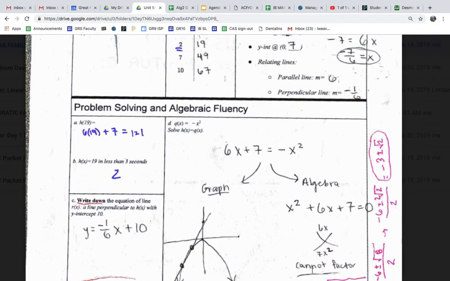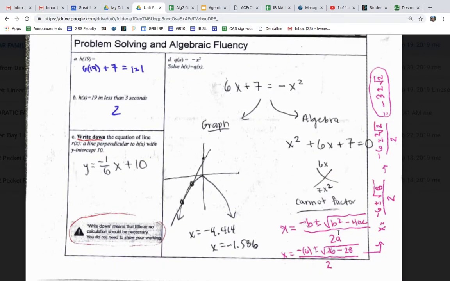So we cannot factor. So algebraically, we would have to go to the quadratic formula and substitute in what we know. Here is our a value of 1, our b value is 6, and our c value is 7. And then we get x equals negative 6 plus or minus the square root of 8 all over 2, which can get simplified. This can break up into the square root of 4 and the square root of 2, so that becomes 2 root 2 over 2, which you can simplify because negative 6 divided by 2 is negative 3, and 2 root 2 divided by 2 is just square root of 2. So this would be your final answer.